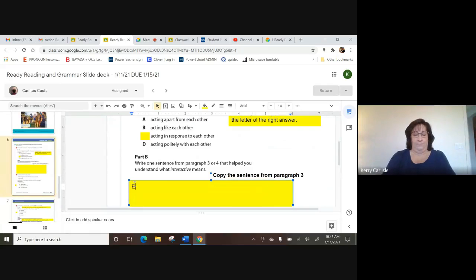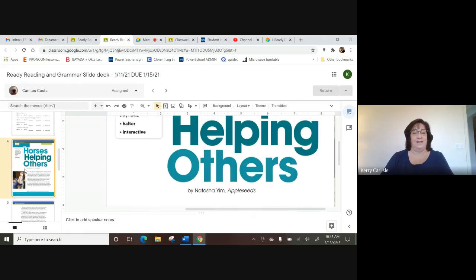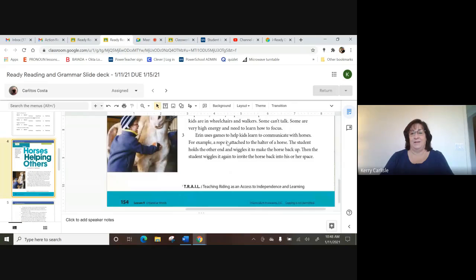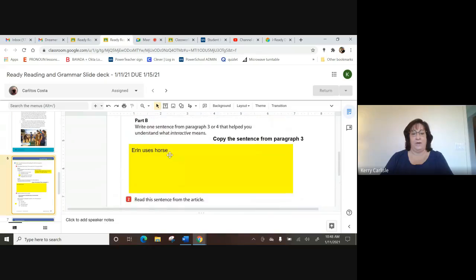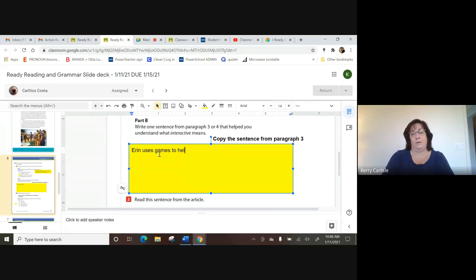Okay, Aaron uses horses. No, I totally lost what it said. Uses games to help kids learn to communicate. I hate having to go back and forth, you guys. Uses games to help communicate with horses. There's other ones you could pick here, but it needs to kind of show what does interactive mean. That one on the other page also works there.